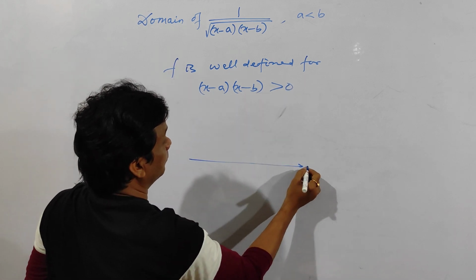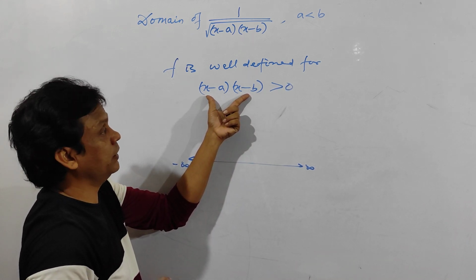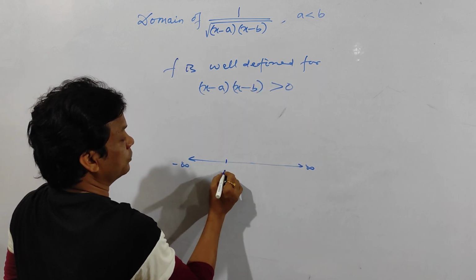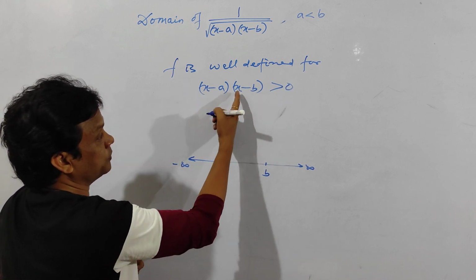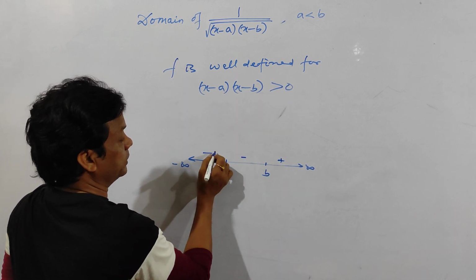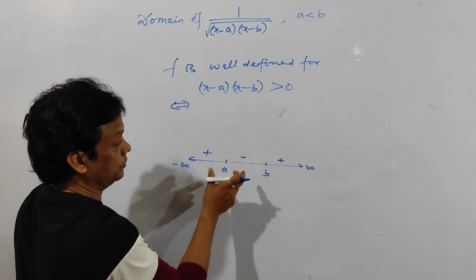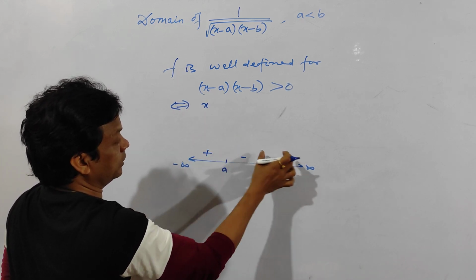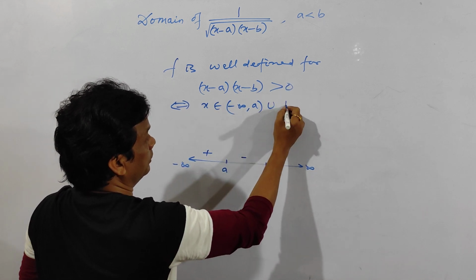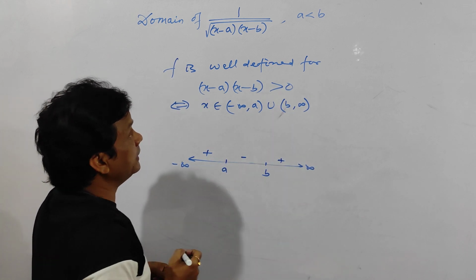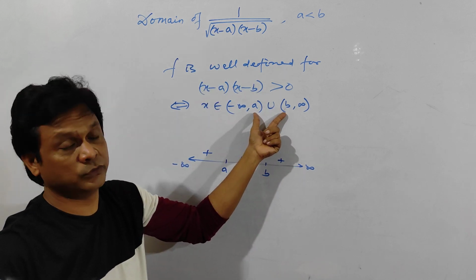So take the number line. This is infinity, this is minus infinity. This quantity equal to 0 gives x equal to a or x equal to b. But a is less than b, so a should be on the left hand side and b on the right hand side. You multiply, and the coefficient of x square is positive, so positive, negative, positive. Your requirement is that this quantity should be only positive, not equal to 0. Positive means this one or this one. So x belongs to the open interval minus infinity to a union the open interval b to infinity. Since it is in the denominator, you take the open interval. If it is in the numerator, you take these two closed intervals.